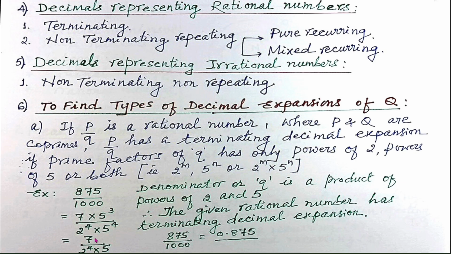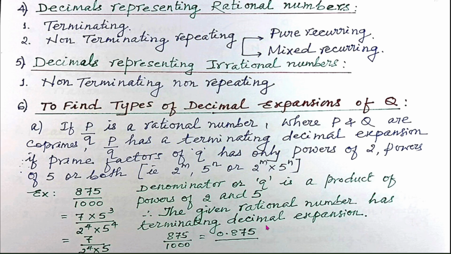So we have the numerator as 7, that is p is 7, and q is 2 raised to 4 into 5. The q is a product of powers of 2 and powers of 5, and therefore this will have a terminating decimal expansion. So please remember that. So therefore the denominator q is a product of powers of 2 and 5.